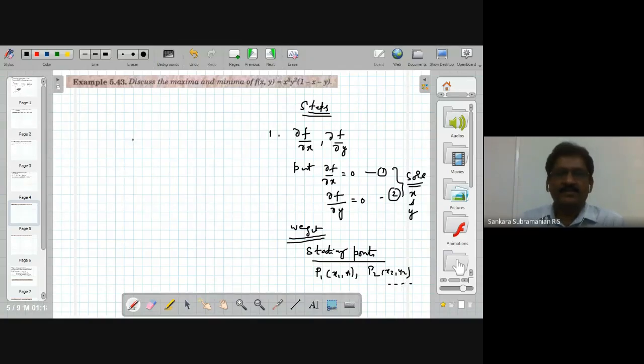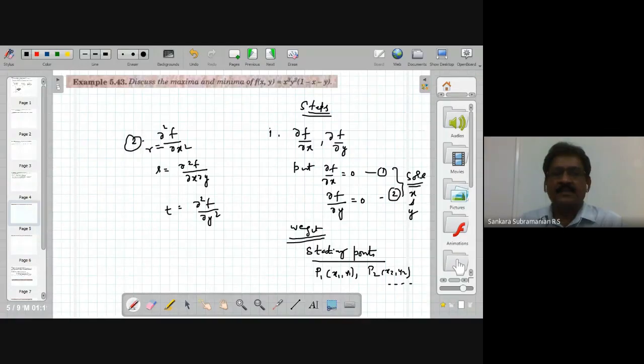What next? We find the second order derivatives, right? Dou square f by dou x square, and we name it as R. Then we find dou square f by dou x dou y, and we name it as S. Then we find dou square f by dou y square, and we name it as T. So this is the second step.